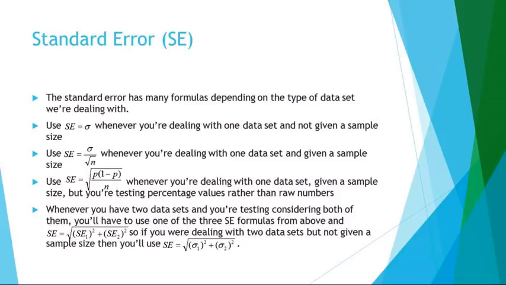Now whenever you're dealing with any of the previous standard error formulas, but you're dealing with 2 data sets, you'll be using standard error equal to the square root of the first standard error squared plus the second standard error squared. So if I was given 2 data sets, but I wasn't given a sample size for either data set, then my standard error, taking into account both data sets, is going to be equal to the square root of the first standard deviation squared plus the second standard deviation squared.